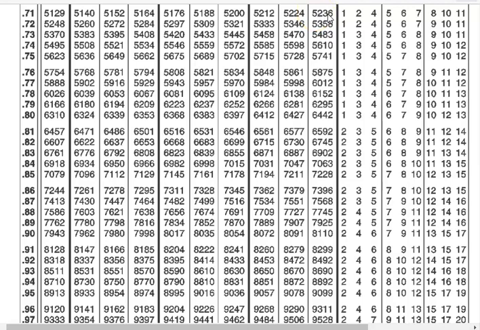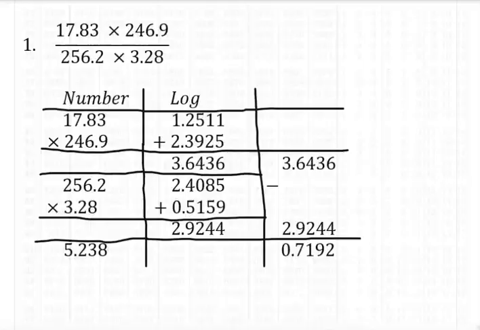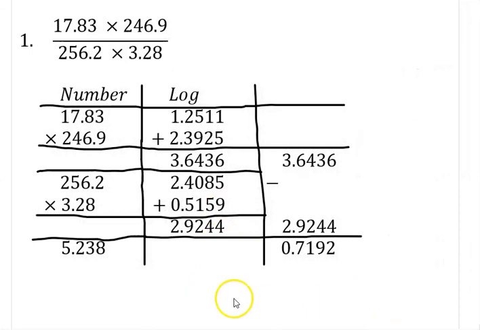Difference 2. Difference 2 is 2. This is it. So you add 5236 plus 2. It will give you 5238. Awesome. 5238. So that's why you have it here. So how will you know where to put your decimal?